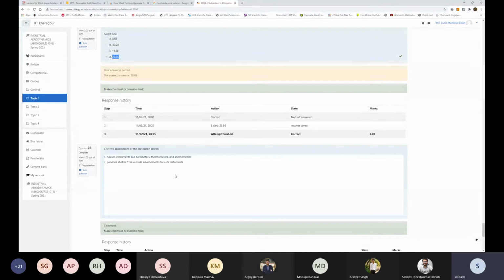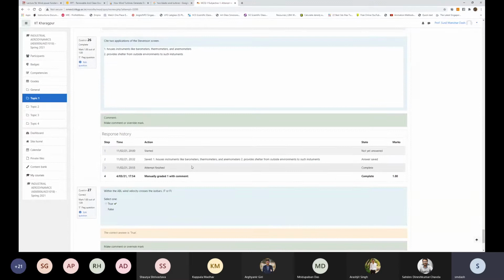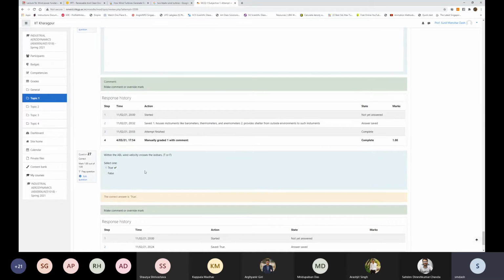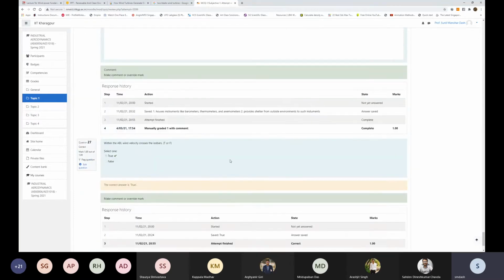Within the atmospheric boundary layer, wind crosses the isobar. Is it true or false? Yes, it's true. I think we have discussed this, because wind spirals near the ground because of the frictional effect. So it crosses the isobar. Yes, so I think these are the questions.